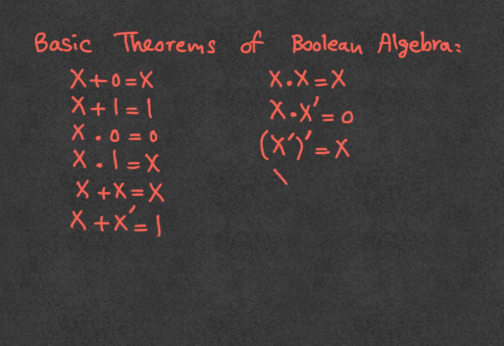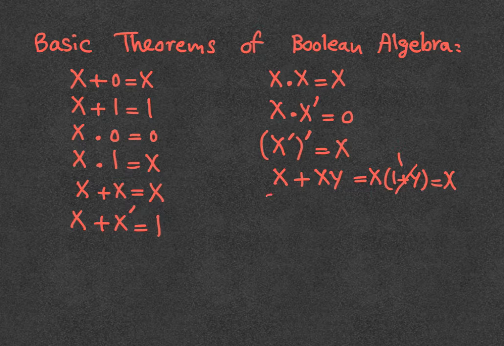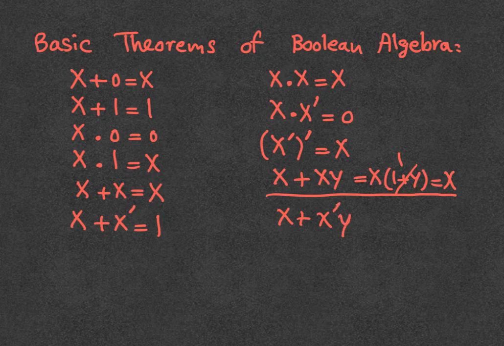If you have x plus xy, so this is very important. So x plus xy is just going to give you x. Okay, remember this. And then if you have x prime y, this one is going to give you x plus y. We're going to see the proof later.